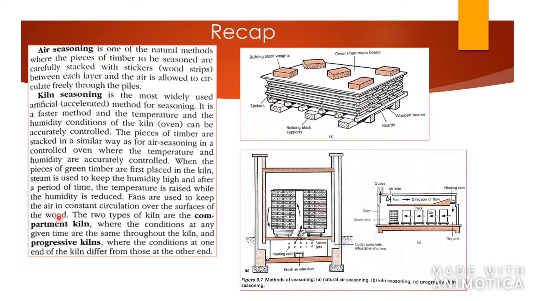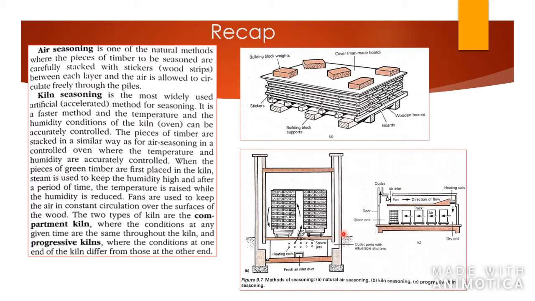Okay, so before we start, I'm going to go through part 1, just a little recap of what we did so that we can seamlessly go into this chapter. Remember that we were speaking about seasoning of wood and the different types of seasoning. Here you have air seasoning, kiln seasoning, and progressive kilns. These are the 3 types of seasoning that we went through at the end of the last video.